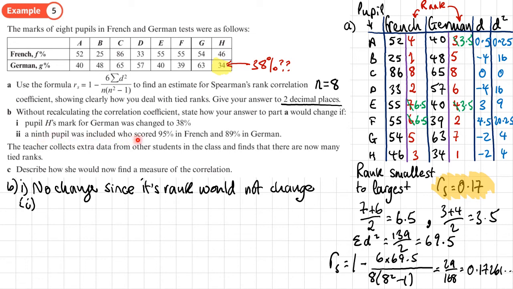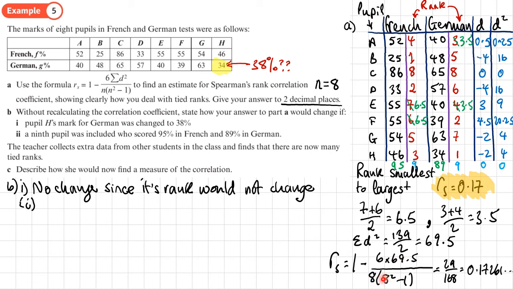A 9th pupil was included who scored 95 in French and 89 in German. So let's write that down. Let's say we had this student here that got 95 in French and 89 in German. Right, so if they got 95 in French, then they would be ranked 9th here. And if they got 89 in German, that's the highest score, they would also be ranked 9th here. That would mean D is 0, D squared is 0. Okay, so that would mean that the top part of my formula here would not change.